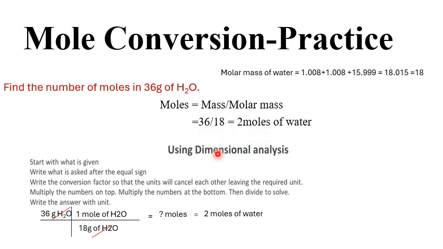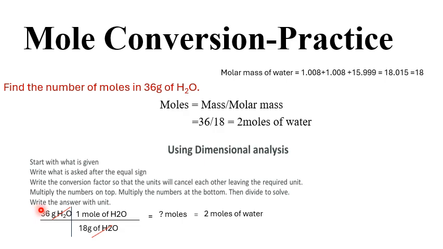And now using dimensional analysis, start with what is given. We have 36 grams of water given, so I will write 36 grams of water. And what is asked? After the equal sign, I will write moles because that is what we are supposed to calculate. Now I want to cancel the grams of water, and I know the relation: in 1 mole of water, we have 18 grams of water. So grams of water and grams of water cancel out.